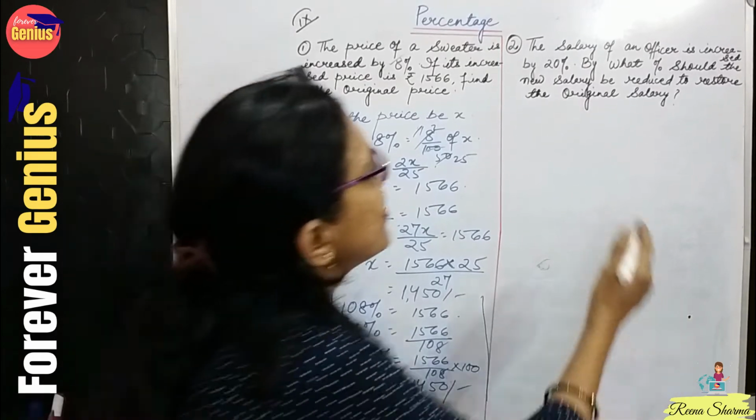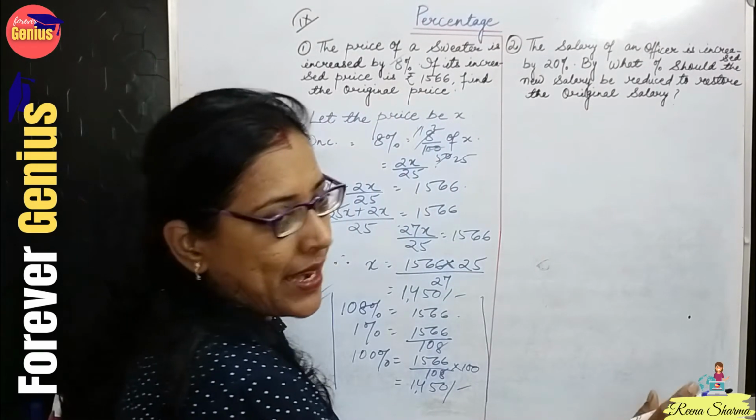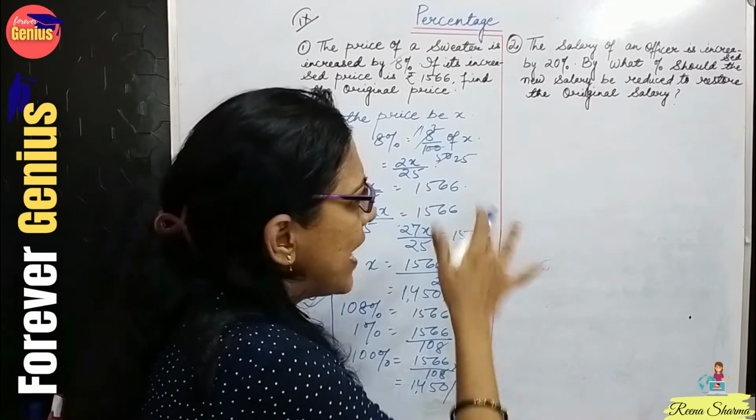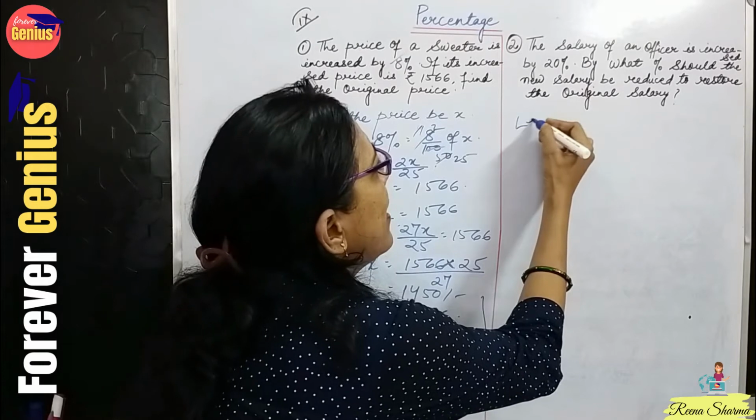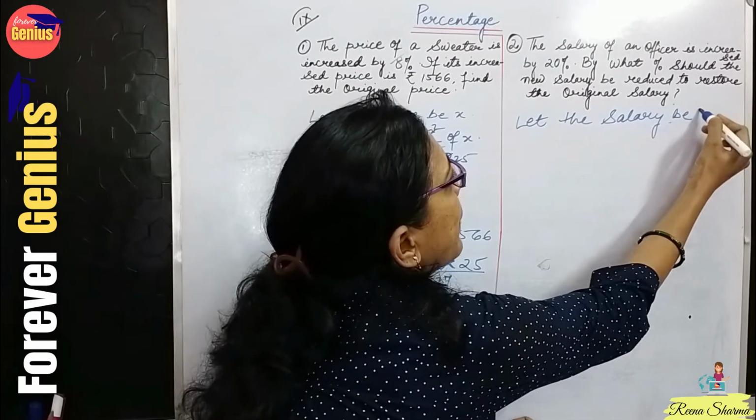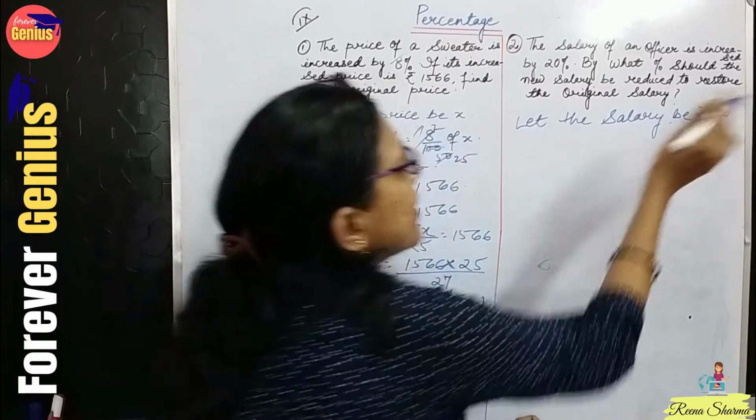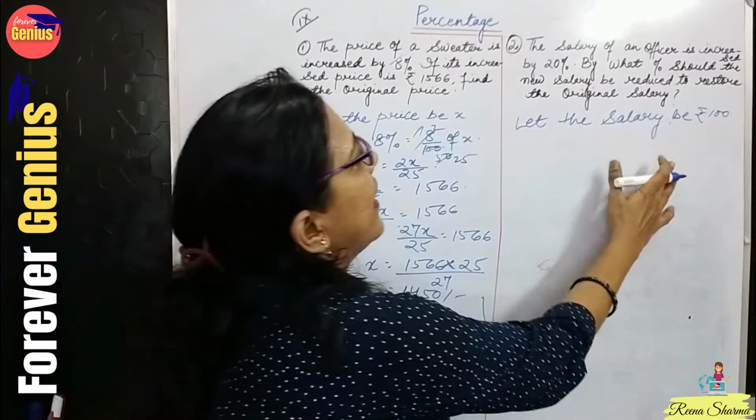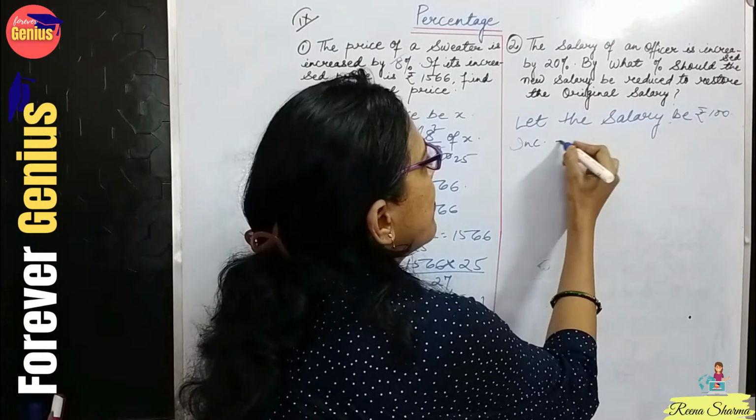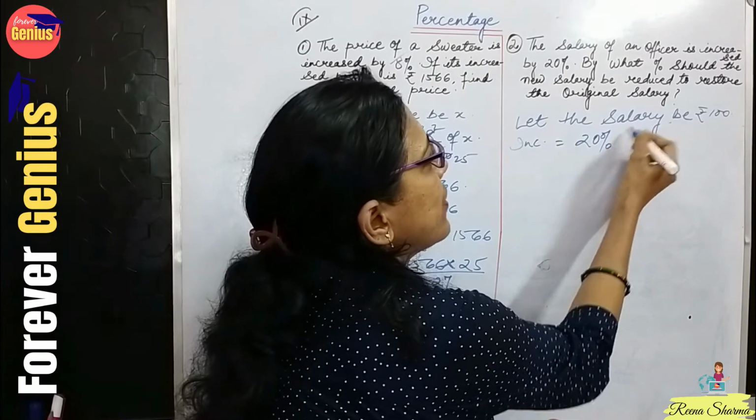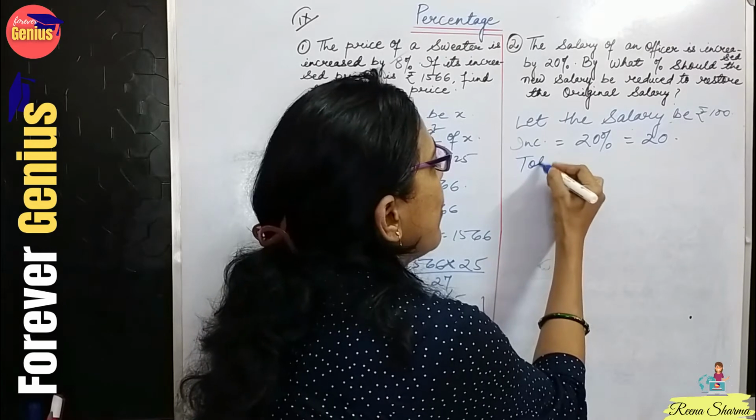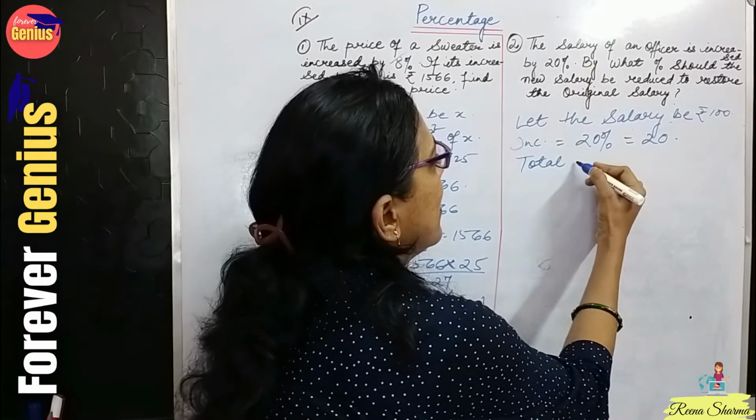The salary of an officer is increased by 20%. So in this case, a salary is increased by 20%. Let the salary be rupees 100. So if I take it as 100 and it is increased by 20%, then a 20% increase on 100 is always equal to 20. So what will be the total salary received by the officer?